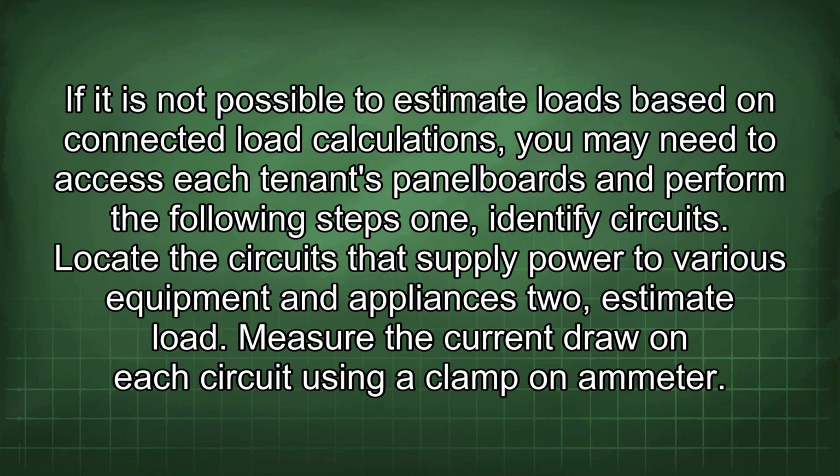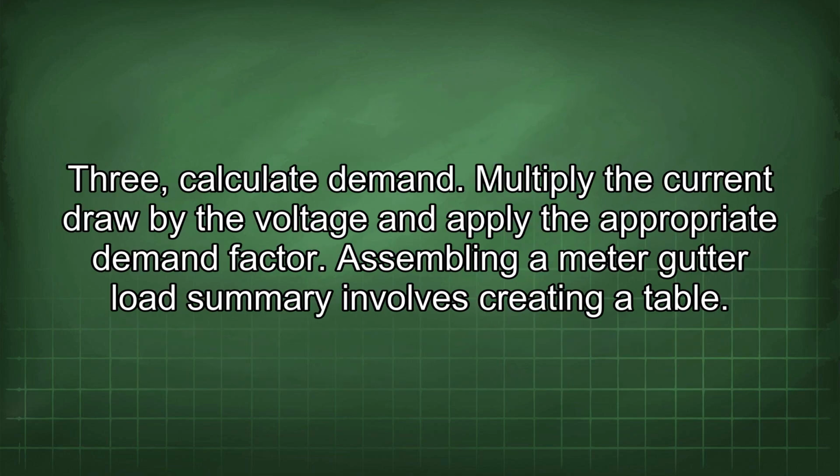If it is not possible to estimate loads based on connected load calculations, you may need to access each tenant's panel boards and perform the following steps. 1. Identify circuits. Locate the circuits that supply power to various equipment and appliances. 2. Estimate load. Measure the current draw on each circuit using a clamp-on ammeter.